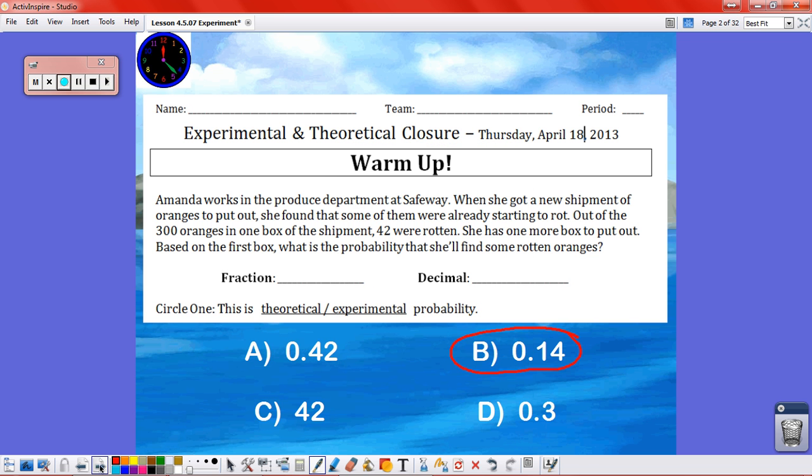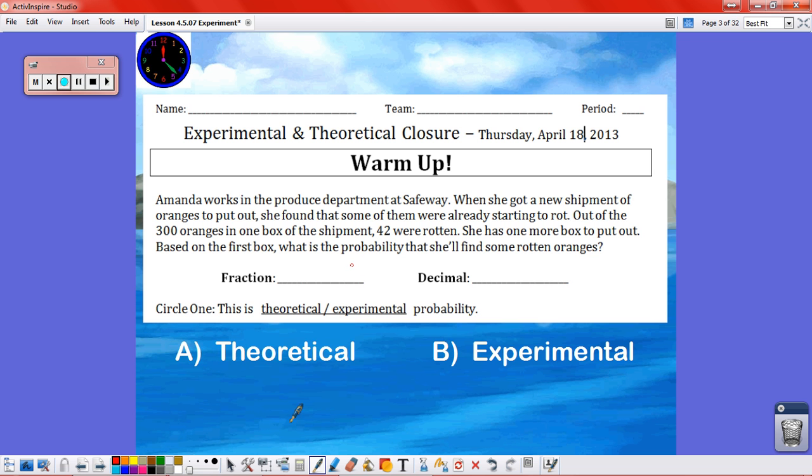And then the last question, is this theoretical or experimental probability? Well, it's based on something that actually happened. She actually counted the other box out and found how many were rotten, so it's experimental. It's a prediction based on what already happened.